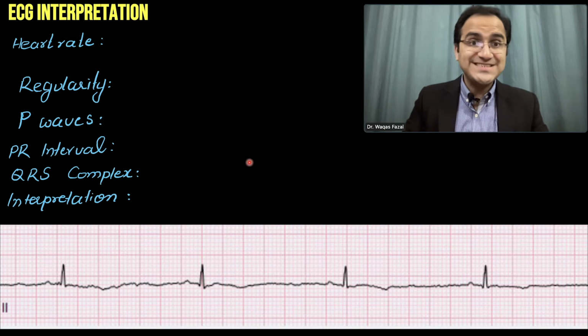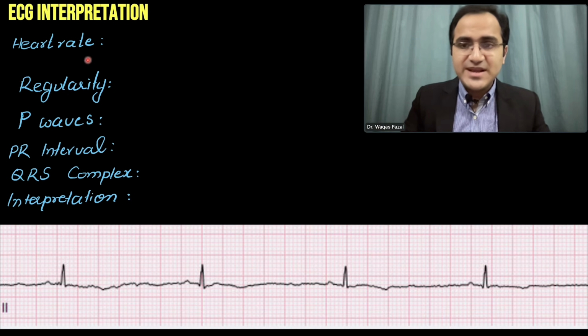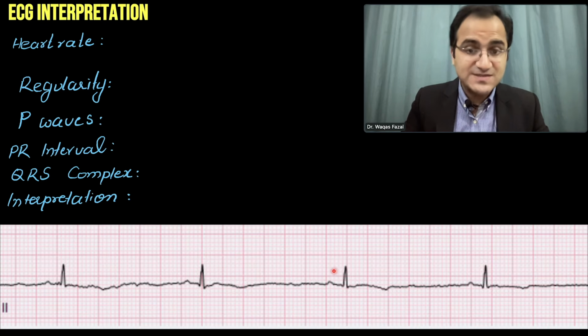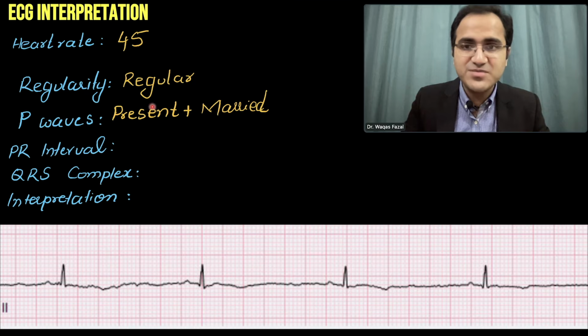Now pause this ECG and solve it yourself. Coming to the answers, let's calculate the heart rate. We have 1, 2, 3, 4, 5, 6, 7. So 300, 150, 100, 75, 60, 50, 45. So we have 45 beats per minute.